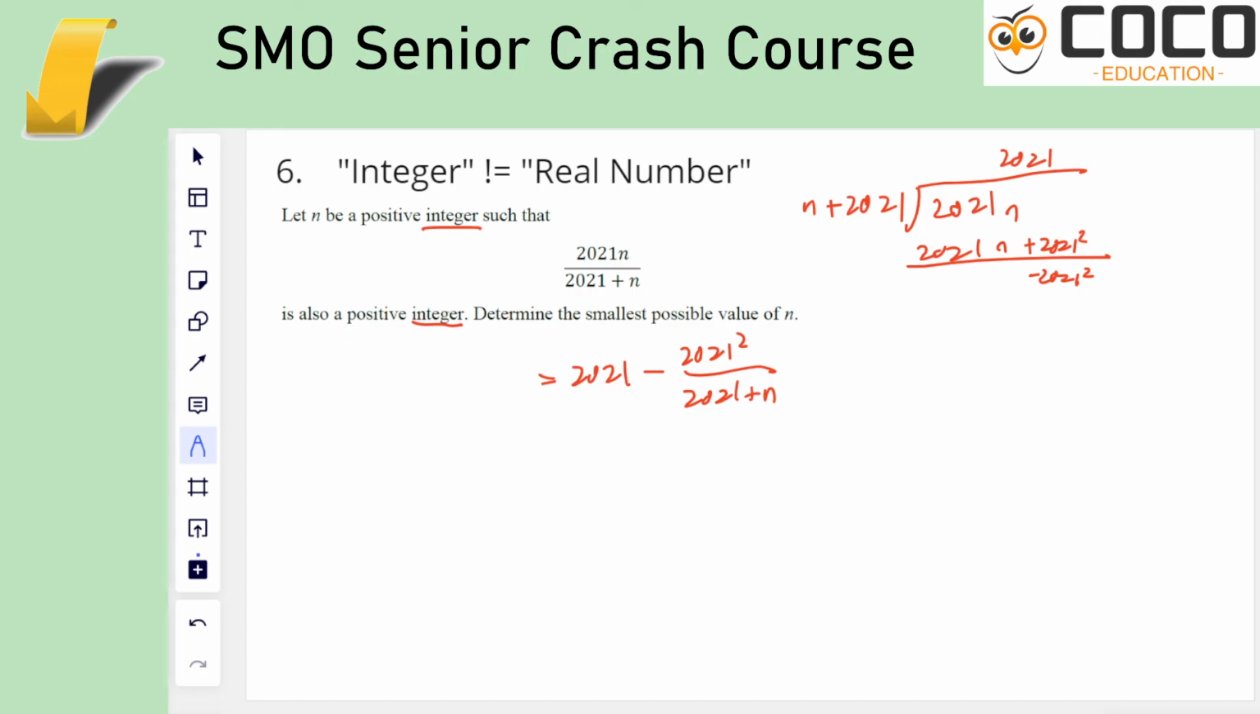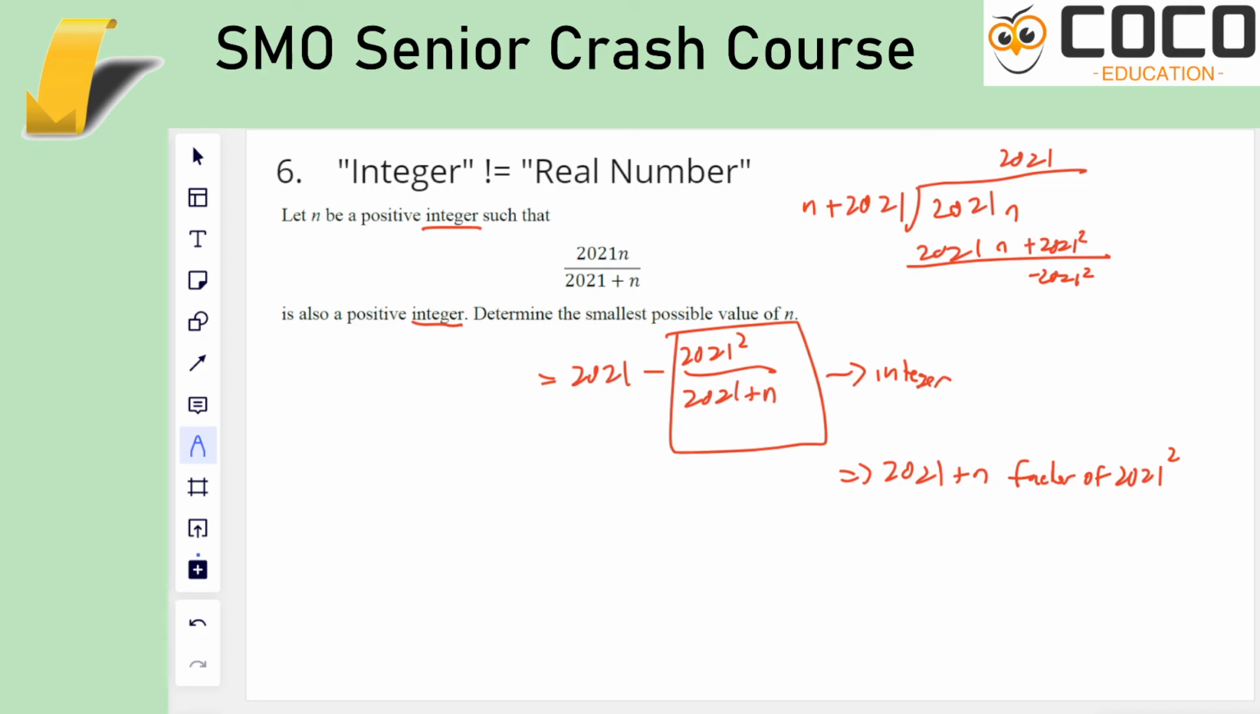Really, that is the end of your long division. So what do we do here? If we want this to be an integer, it means that 2021 squared over 2021 plus n must be an integer. And that implies that 2021 plus n is a factor of 2021 squared.